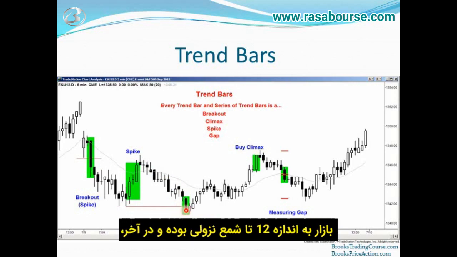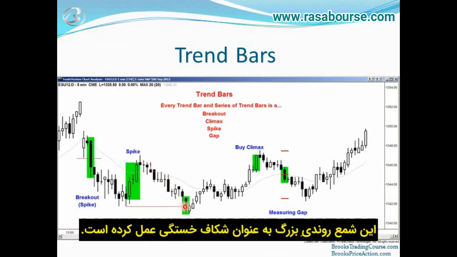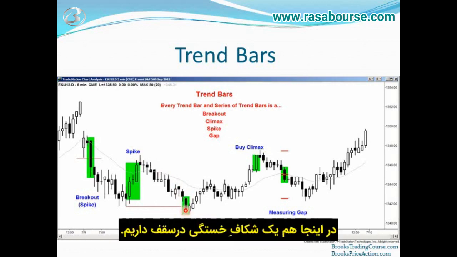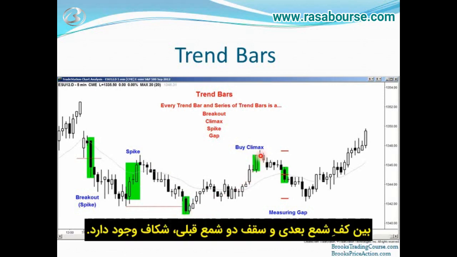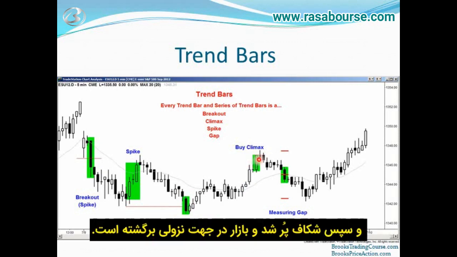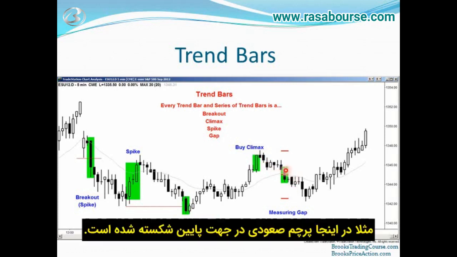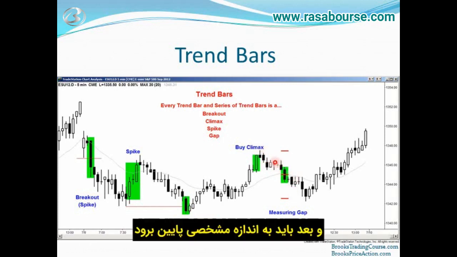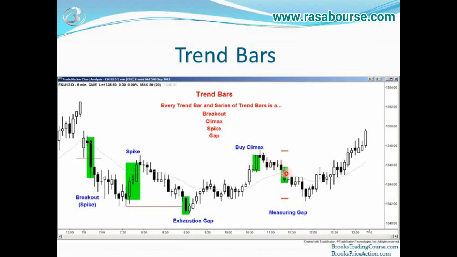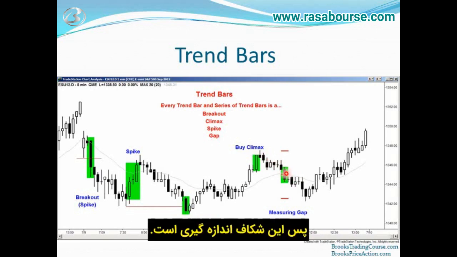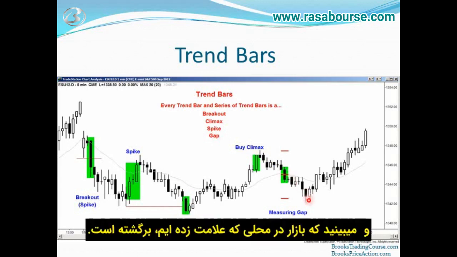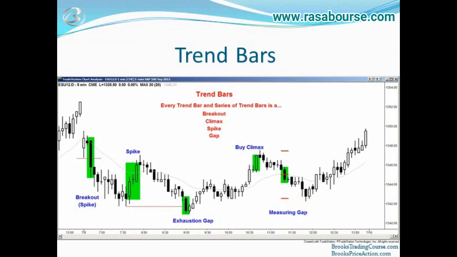The market had been trending down for about a dozen bars, and this big trend bar functioned as an exhaustion gap, the final gap of the trend. Here's an exhaustion gap at the top. There's a gap between the high of the bar before it and the low of the bar after it, and the gap filled and the market reversed down. Sometimes you get a bear breakout of a bull flag, and you have to be thinking that it might lead to a measured move. So here this gap functioned as a measuring gap. And you can see the market turned around at the measured move down.